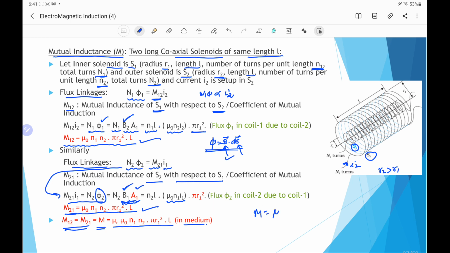M equals mu naught n1 n2 pi R1 square. Here pi R1 square is the area of the loop of the inner coil, into the total length of the solenoids. And if the medium between the solenoids is a magnetic medium, then in that case we have to multiply this with the permeability, that is mu r, and this will be mu r mu naught n1 n2 pi R1 square into L. This is the coefficient of mutual inductance.